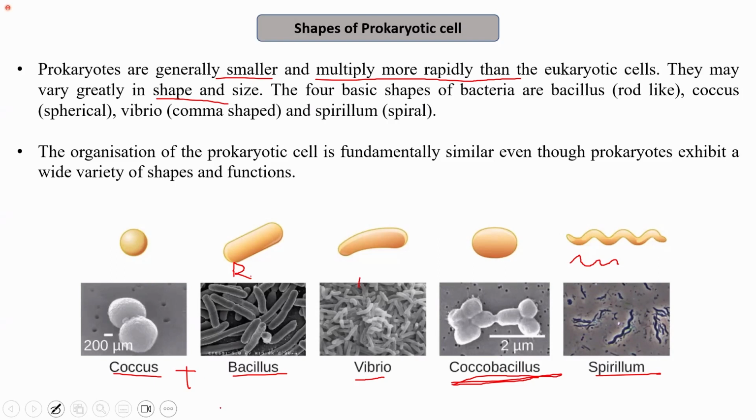So this was about the different shapes that are present in the organisms of kingdom Monera, or we can say shapes of the prokaryotic cells. So Vibrio is comma shaped, Spirillum is spiral shaped, coccus is round shaped, Bacillus is rod shaped. So this was about the different shapes that are present in the prokaryotic cells.